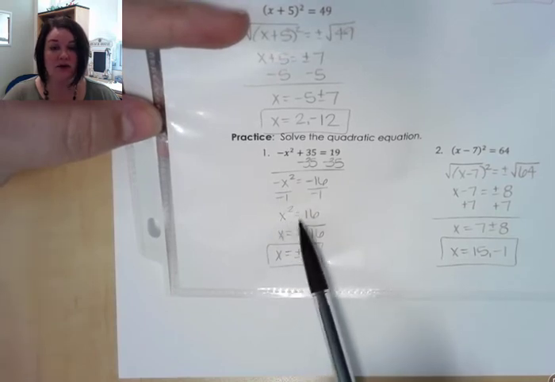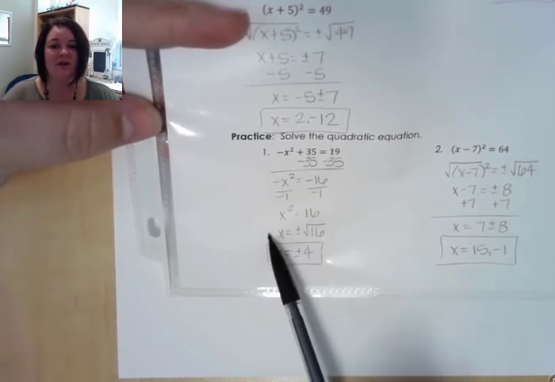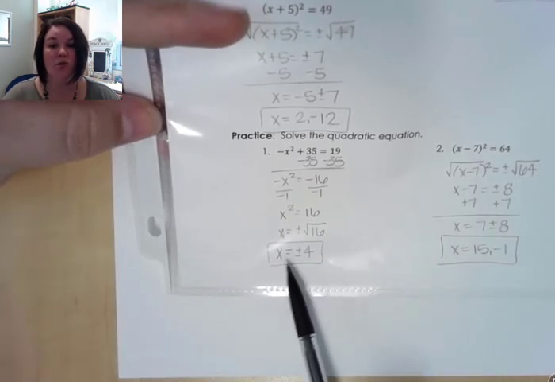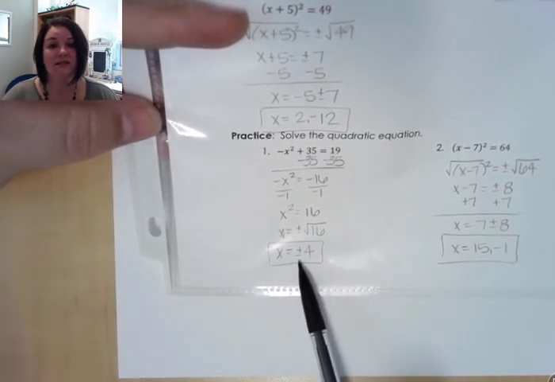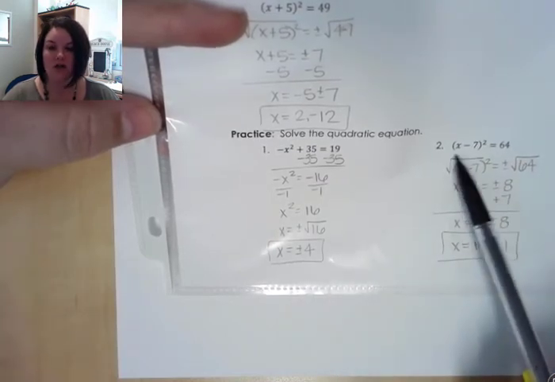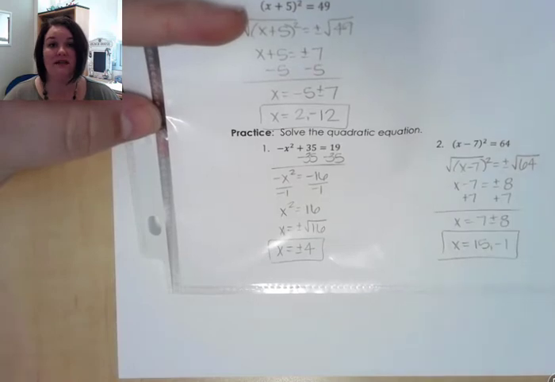Then when I get x squared equals 16, then I can go ahead and take the square root of both sides. Don't forget your plus or minus. So number 1, we should get x equals positive 4 or negative 4. Okay. On number 2, our squared thing is already isolated.